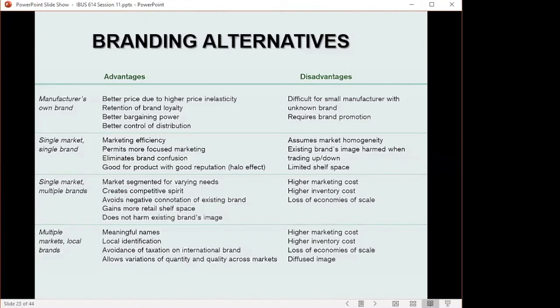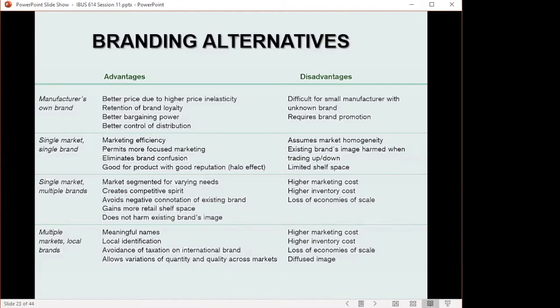Alternatively, the branding approach that the firm can adopt is that of a single market and a single brand. And here it is about the firm designing one brand and selling it to the world as one market. So everywhere you go in the world, you see the same brand as it looks with no differences. And the advantages of this is that it enhances marketing efficiency. It helps the firm to focus its marketing, and it eliminates brand confusion, right? Like Anne is experiencing with the different types of Neutrogena grapefruit, even though they are the same product, because of the different kinds of branding, there's confusion.